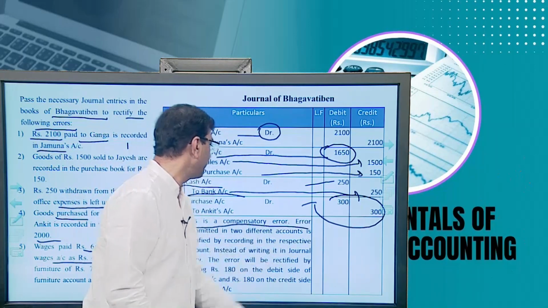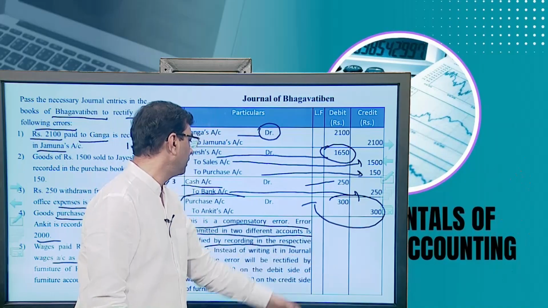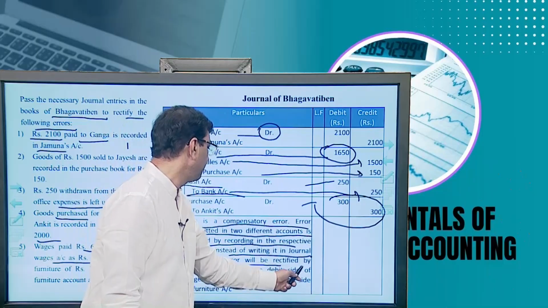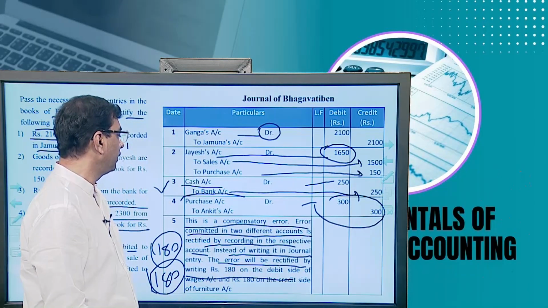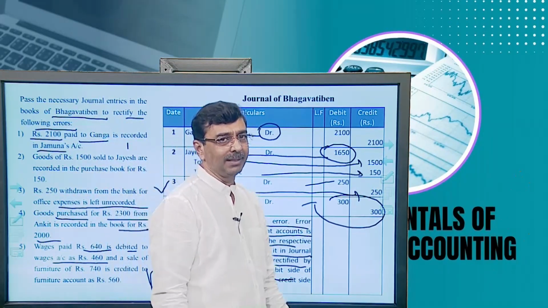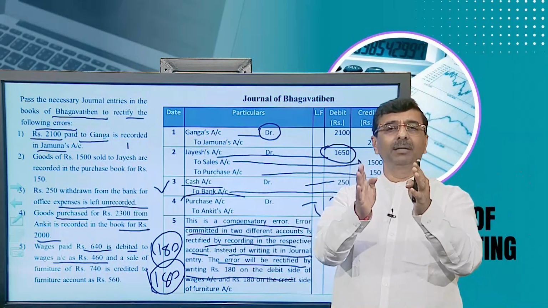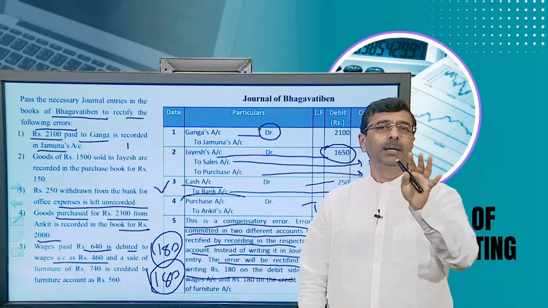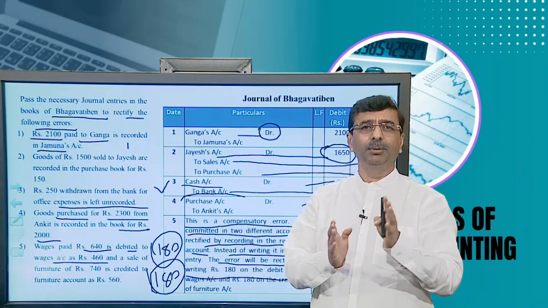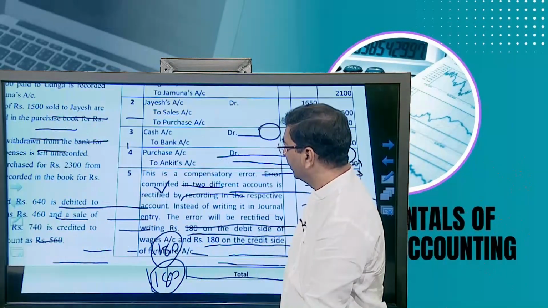But this is a compensatory error. An error committed in different accounts is rectified by recording in the respective accounts. Instead of writing a journal entry, the error will be rectified by writing 180 on the debit side of wages and 180 on the credit side of furniture, because there is no need to pass a journal entry. We just need to correct this particular entry in the ledger posting, in the particular account only. So this is the way to solve this transaction.